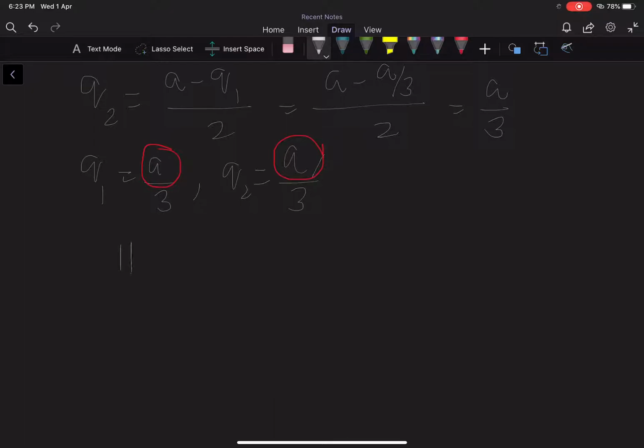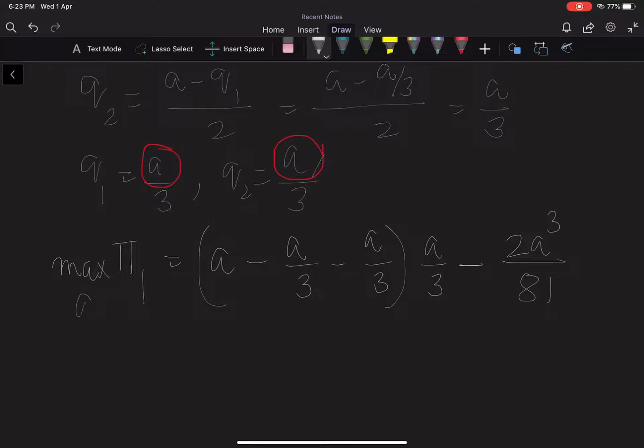So now firm 1's profit, let me write down the full profit, is (A minus A by 3, so that's Q1, minus A by 3, that's Q2) times A by 3, that's the Q1. So that's the revenue that's coming in the subgame, right, later from investing A. But it costs 2A to the power 3 by 81 to invest A in advertising. So that's the profit in the initial node that firm 1 can foresee for any given level of investment. So firm 1 chooses A to maximize this.